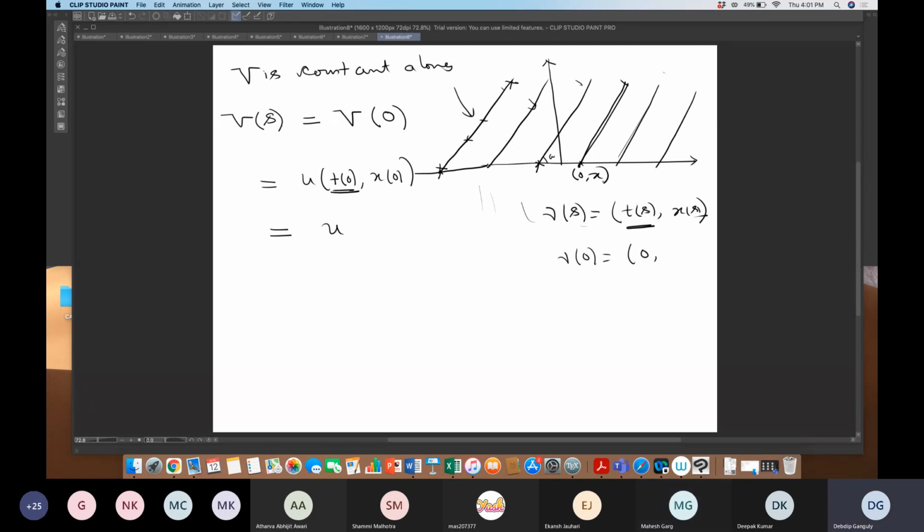Yes, sir. 0 comma x naught. So what do we obtain? V of S is equal to U of 0 comma x naught. So what is V of S now?